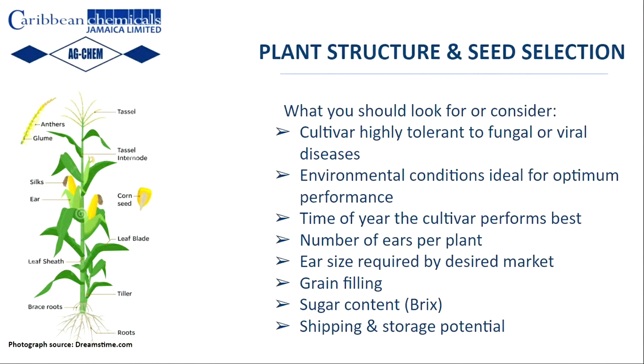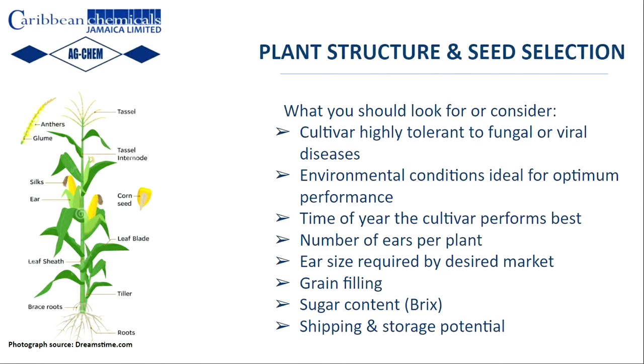So first of all, in selecting your seed, what are the things you would consider? First, the variety being highly tolerant to fungal or viral disease. This is important when cultivating a crop in a high pest area. You want to ensure that the crop doesn't suffer greatly from any fungal or viral attacks. Secondly, the environmental condition. That is very key. With Jamaica being a tropical area, you have to ensure that the variety can withstand the temperatures that we experience locally. Thirdly, the time of the year. Although the variety is able to withstand the temperature, the time of the year is very crucial. If you're in the wet season, the dry season, fall or spring, you have to check with the seed supplier which time of the year it is suitable to be grown.